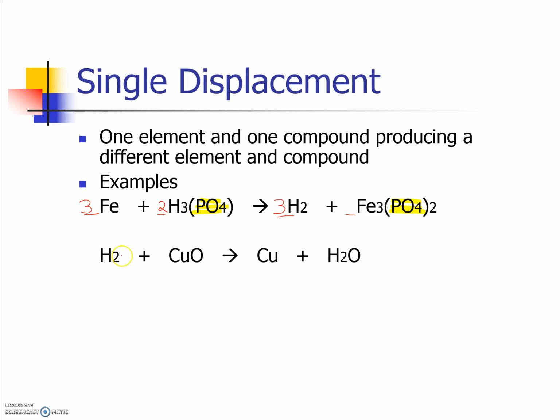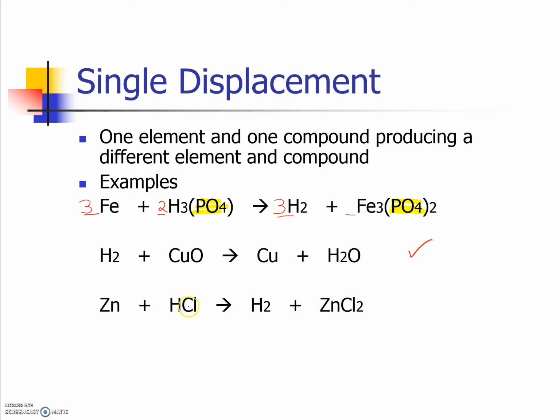Here's another example. This is an element plus a compound, which is giving us a different element and a different compound. So let's look here. I have 2 hydrogens. I have 2 hydrogens. I have 1 copper. I have 1 copper. And I have 1 oxygen, and I have 1 oxygen. So this one is already balanced. Nothing I need to do there.